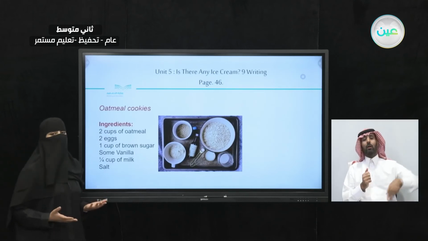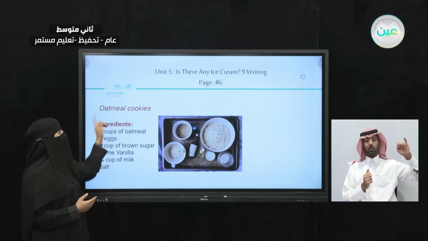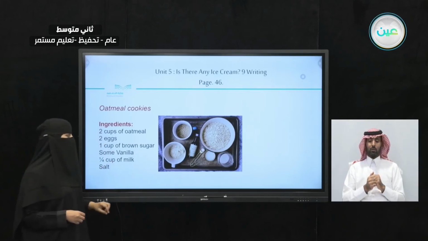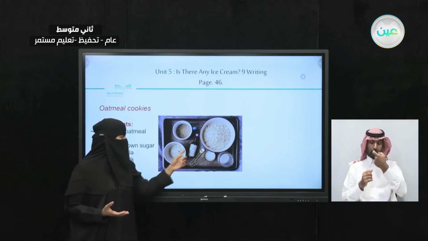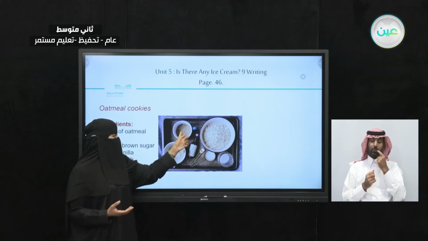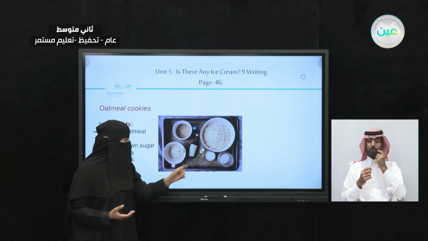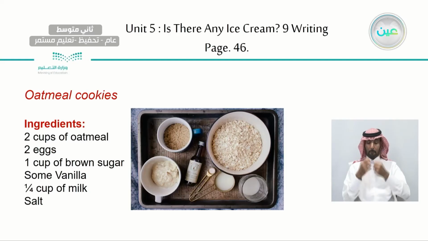Now, let's take a look at this example here. What are you going to make? We're going to make oatmeal cookies. Let's take a look at the picture. What can you see? Can you see the oatmeal here? Yes, you can see oatmeal, brown sugar, vanilla, and milk, and other ingredients.